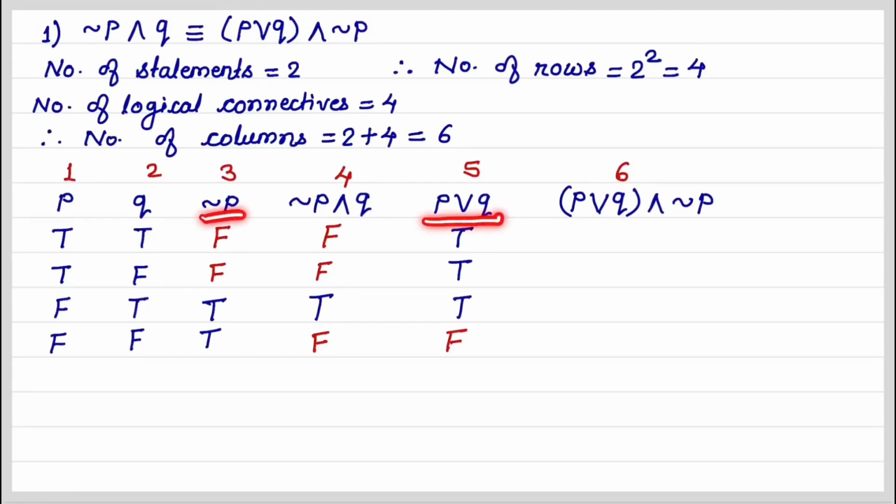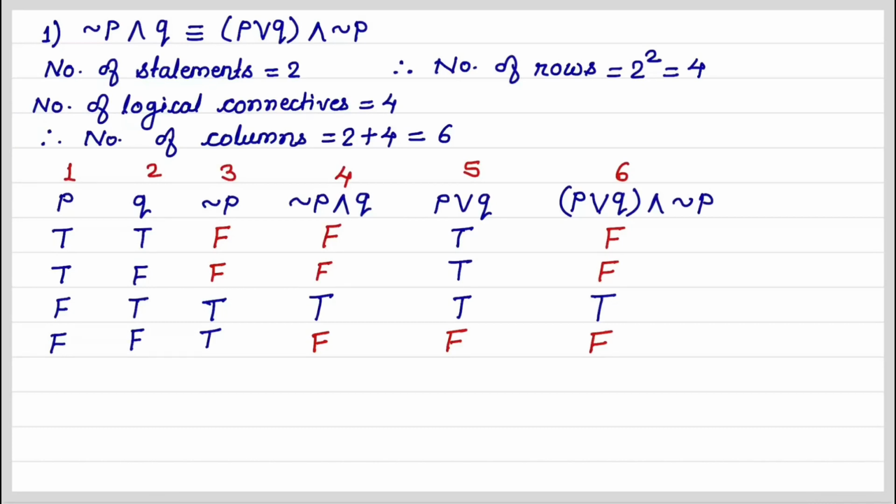Now we have to take conjunction of these 2 statements, but in negation of P, first 2 values are false, therefore their conjunction is false. No need to see what is the value of second statement. Here both the statements are true, therefore their conjunction is true. Then one statement is true and second is false, therefore their conjunction is false.